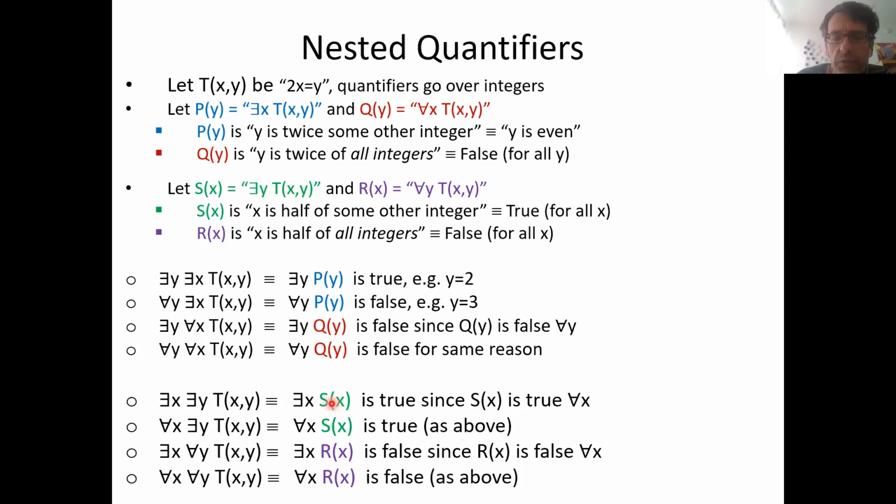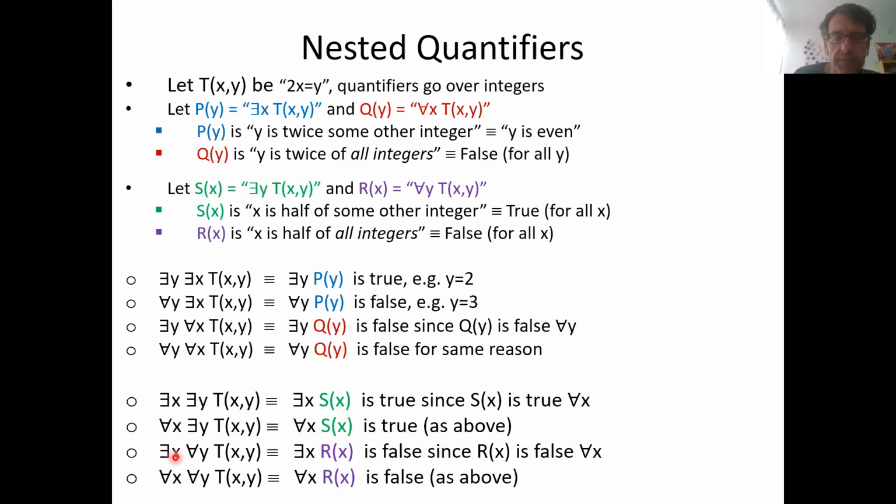S of x is true everywhere. So there exists an x such that s of x is true. It's true. For all x, s of x is true. It's also true. Yes, indeed. S of x means that x can be doubled, right? There exists a y which is a double of x. So all these statements are true.